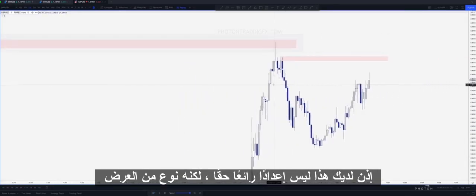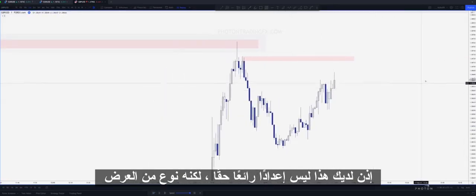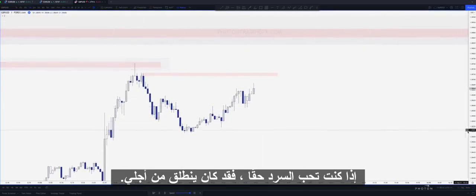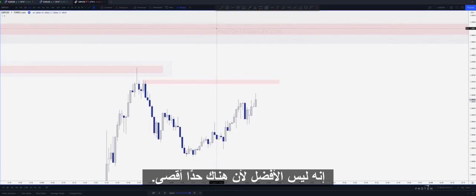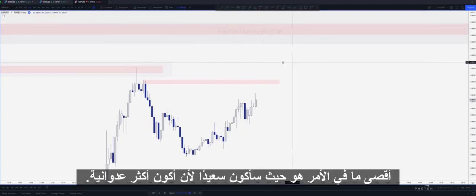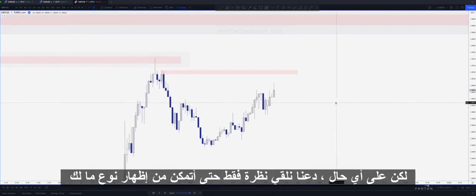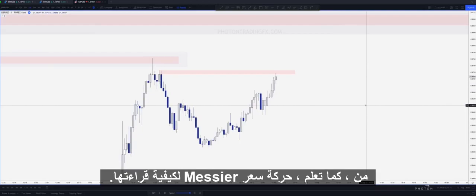So yeah, this really isn't a great setup, but it's to show you sometimes you can trade the market a little bit ugly if you really liked an area it was coming off. For me, it's not the best because there's an extreme above. The extreme is where I'd be happy to be a lot more aggressive. The decisionals, like this M15 decisional, not so much. But anyway, let's have a look just so I can show you some sort of messier price action of how you can read it.